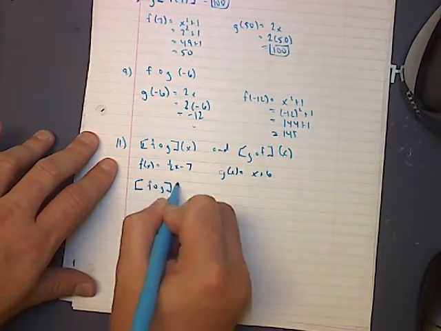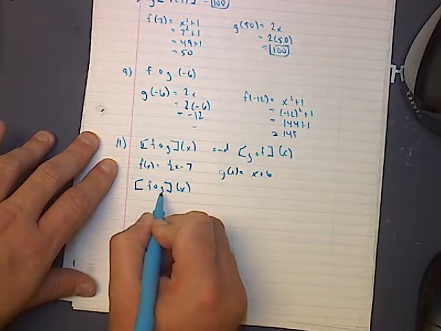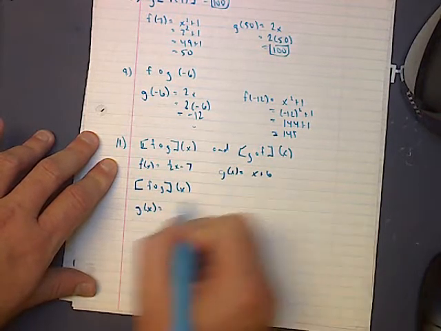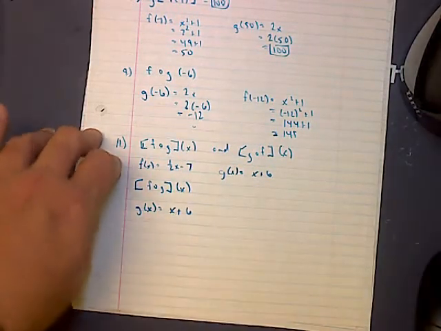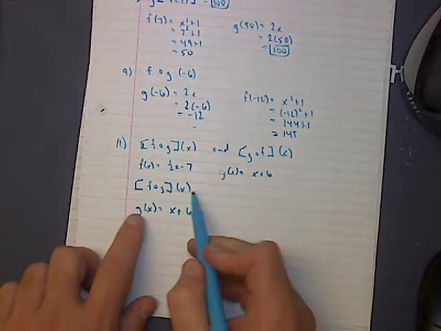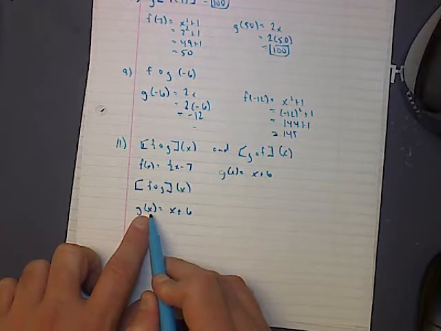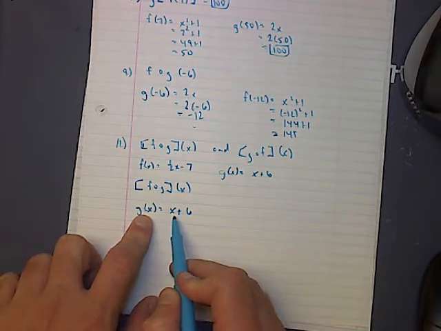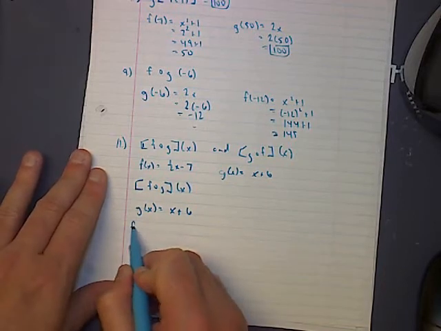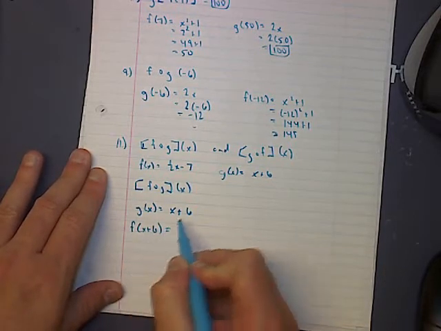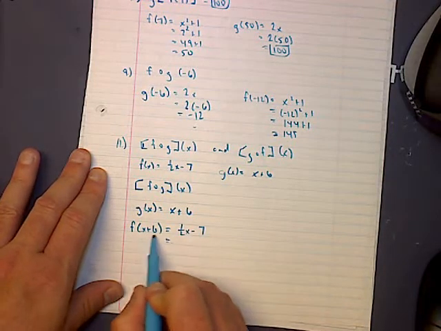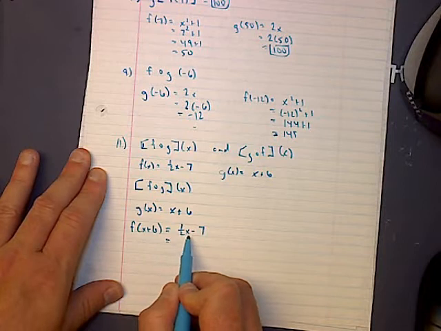F of g of x. Okay, x is closest to g, so I'm going to do g of x equals my g function, x plus 6. Remember, these were kind of the weird ones we did yesterday. I take x, I plug it in for x, it does not change it. So now I'm going to take this and plug it into my f function, which is 1/2 x minus 7. Whatever's inside this parentheses is what I plug in for the x.